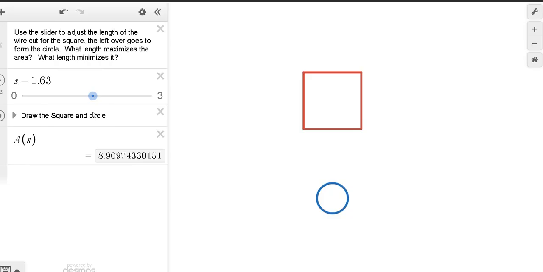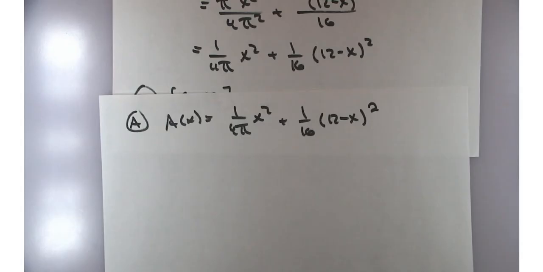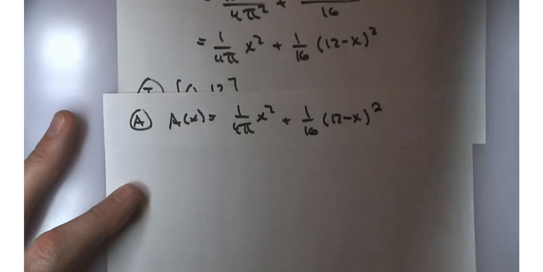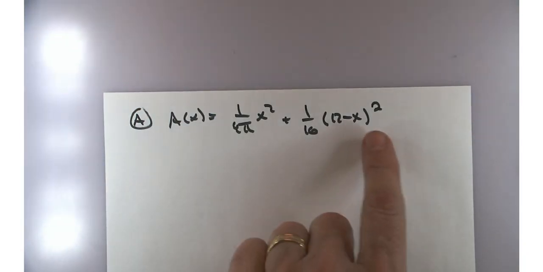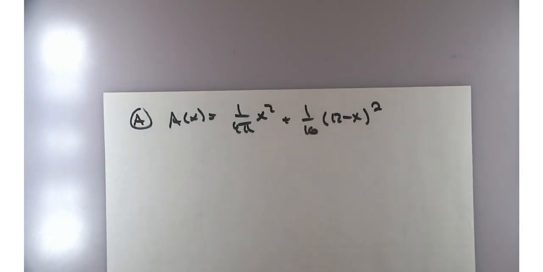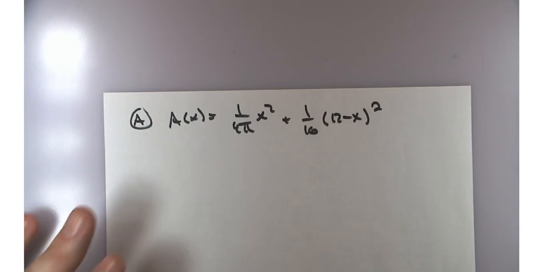So for the analysis part, we've got A of x is 1 over 4 pi x squared plus 1 over 16 times (12 minus x) squared. You could, if you wanted to, FOIL this out, etc. I think I'd rather not. Let's see how far we can get without doing that.